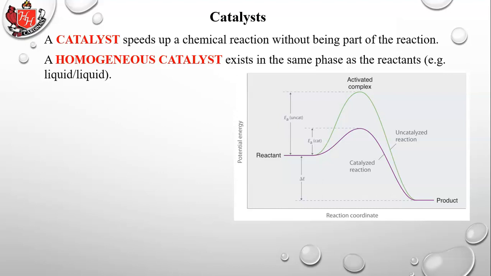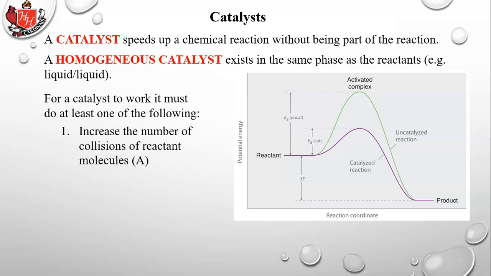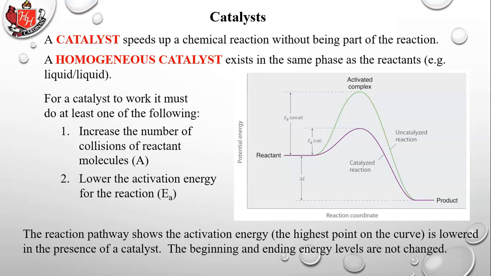However, it has to go over that energy hill. You have to put energy in to break up the reactants before they are put together as products and go to lower energy. So for a catalyst to work, it must do at least one of the following. 1. Increase the number of collisions of reactant molecules. 2. Lower the activation energy for the reaction, Ea. That's the top of that hill. So you see that the purple line is with the catalyst and the green line is without the catalyst.